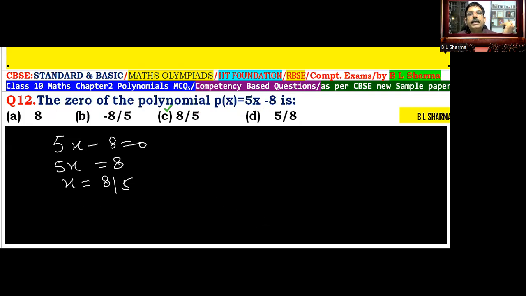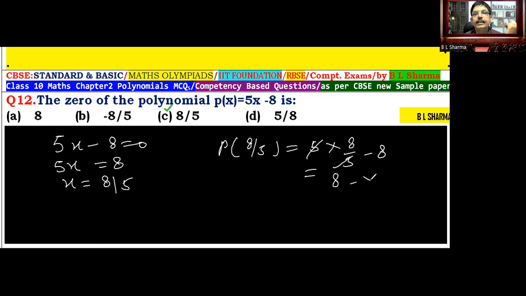How to verify that our answer is correct or not? You put x is equal to 8 by 5. So see here, in place of x, you put 8 upon 5 in the left hand side: 5 into 8 upon 5 minus 8. 5 and 5 cancel. 8 minus 8 is equal to 0. Actually, for what value of x does the value of the whole polynomial become 0? Here, x can be replaced by 8 by 5. So 8 by 5 is the correct option, means 8 by 5 is the zero of the polynomial 5x minus 8.